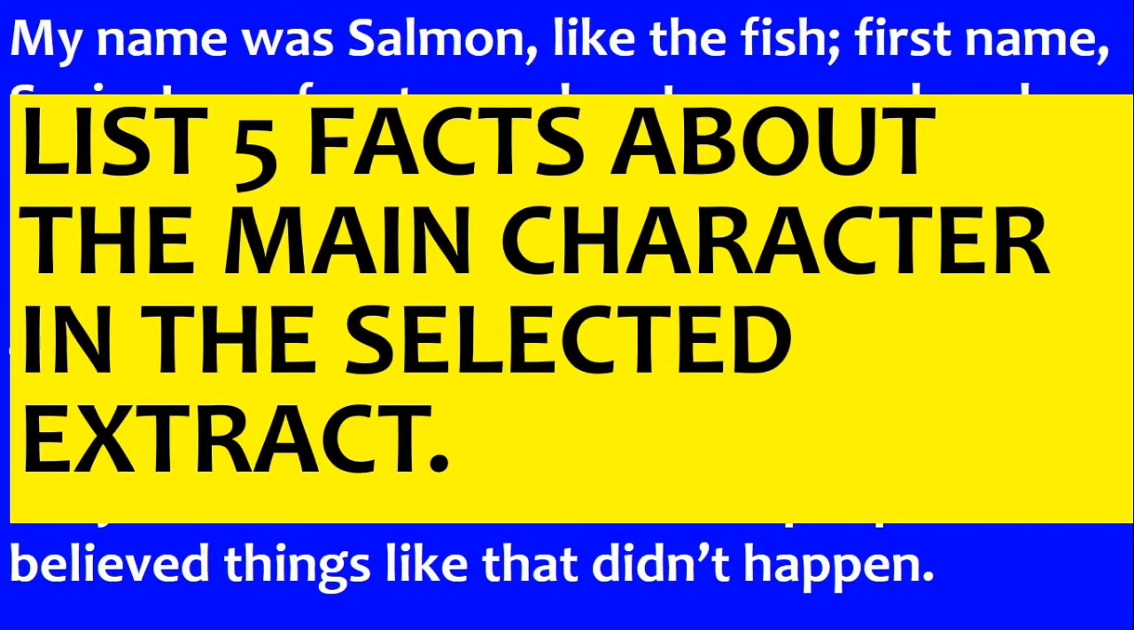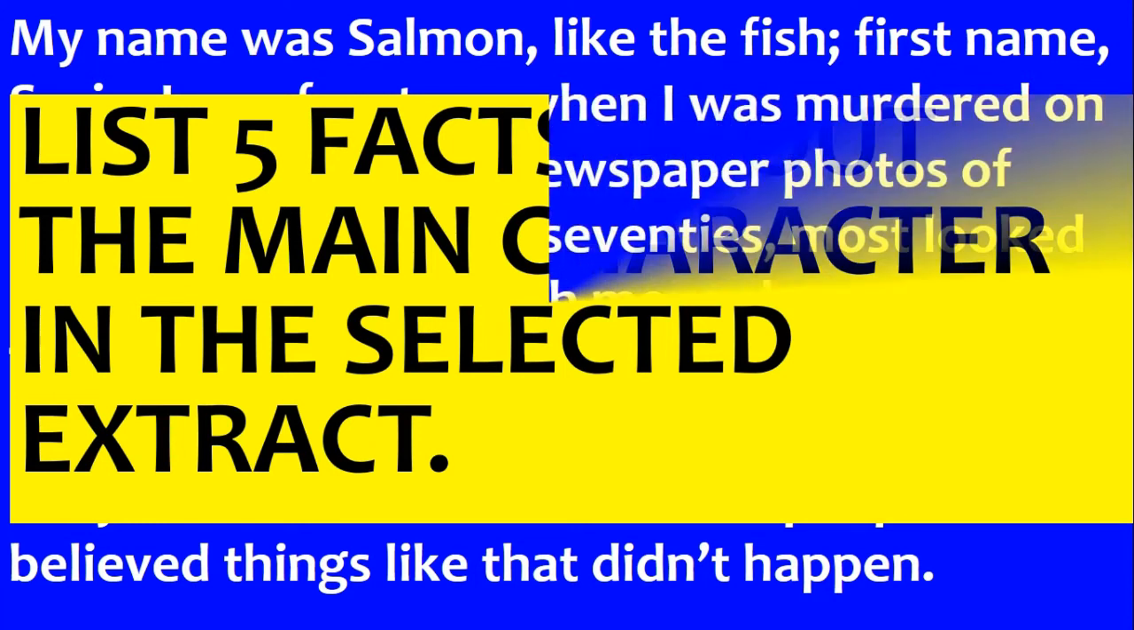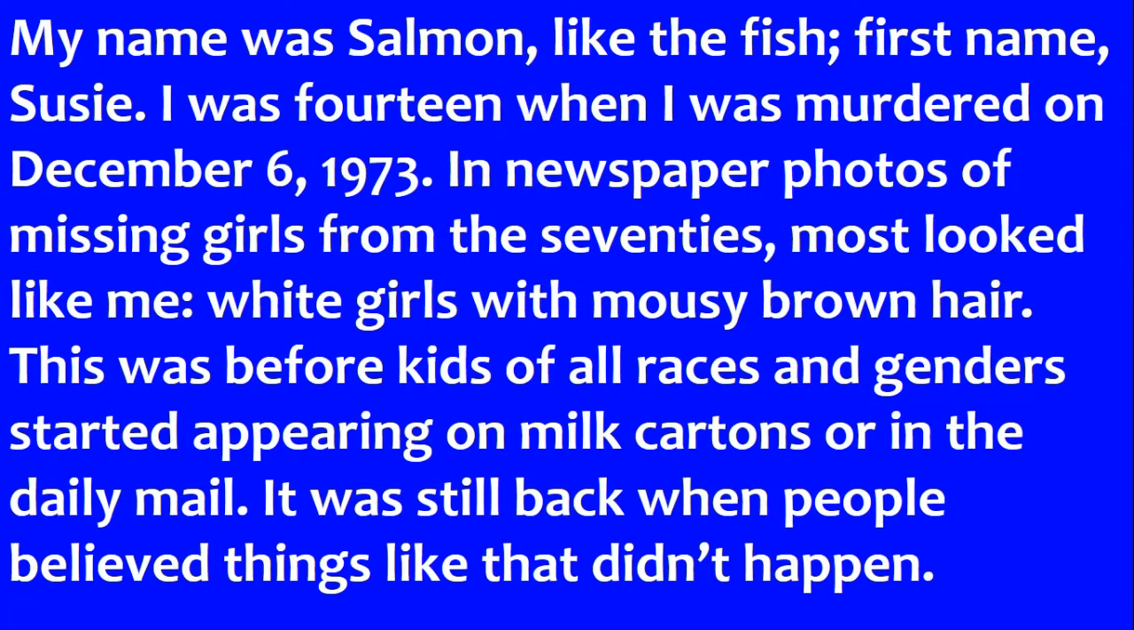So again, the question is, list 5 facts about the main character in the extract. And here it is. My name was Salmon, like the fish. First name Susie. I was 14 when I was murdered on December 6, 1973. In newspaper photos of missing girls from the 70s, most looked like me, white girls with mousy brown hair. This was before kids of all races and genders started appearing on milk cartons or in the Daily Mail. It was still back when people believed things like that didn't happen.